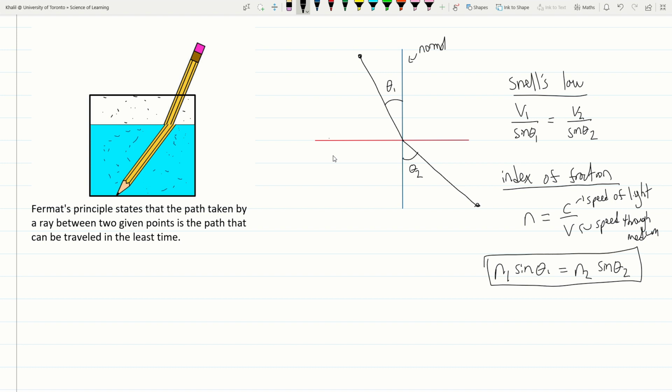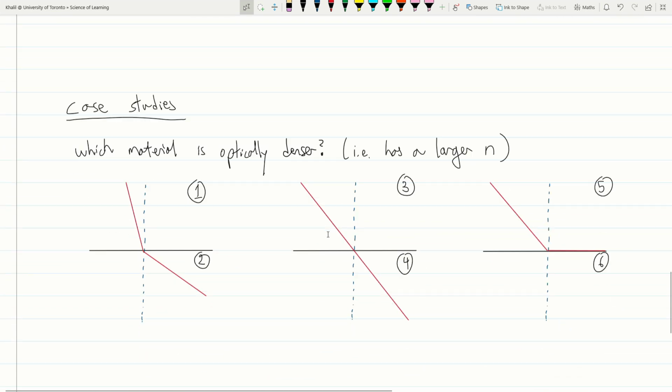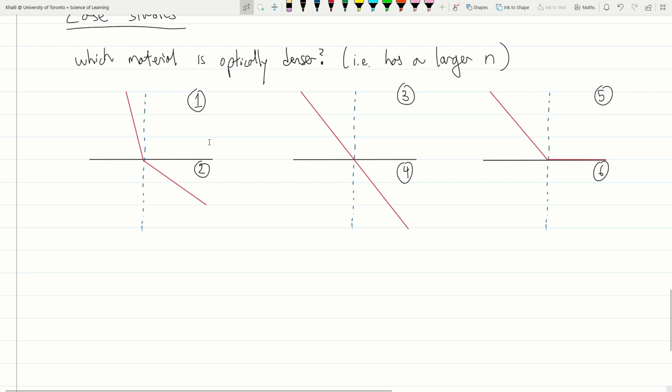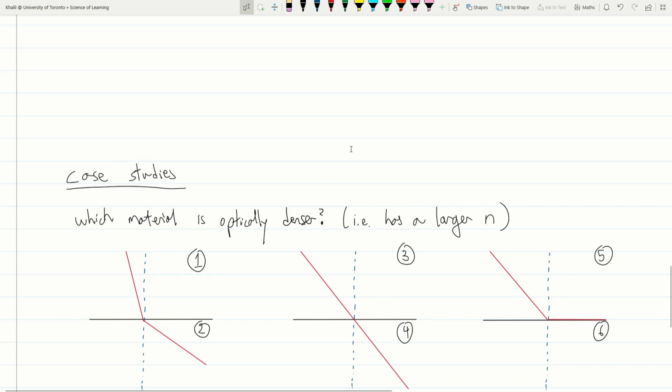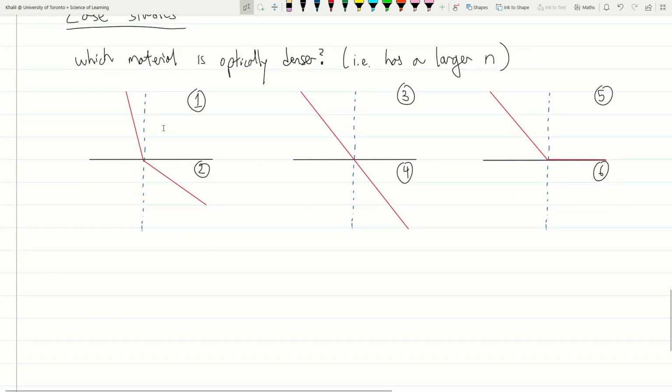Okay, great. Now let's try and apply it, and let's do some case studies. So I've drawn out a few scenarios here, and I want to pause the video at this point and tell me which material is optically denser. So which has the larger n, or which one does the light travel slowest through. I'll go ahead and pause the video.